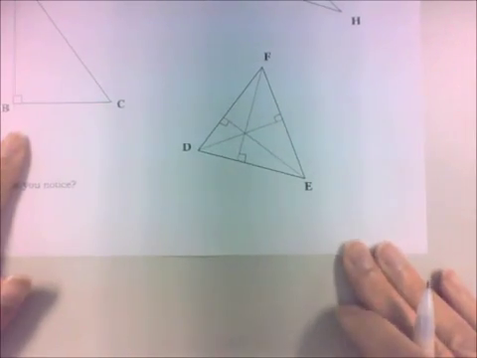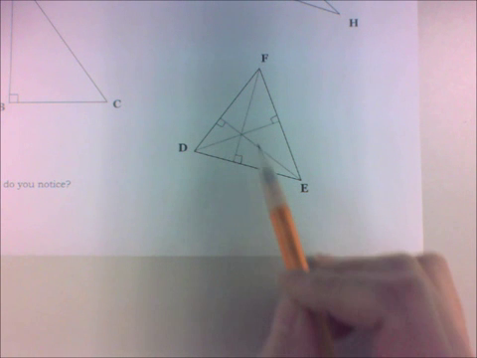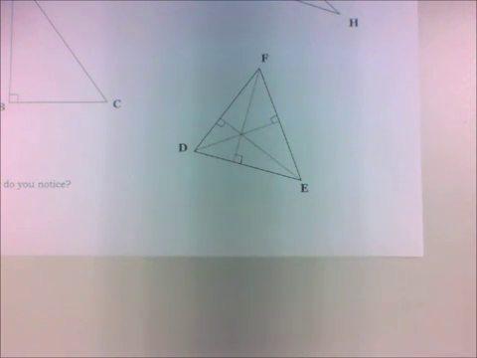We have just created the three altitudes in triangle DEF. Notice that they all intersect at one point inside the triangle. The point where they intersect is called the orthocenter.